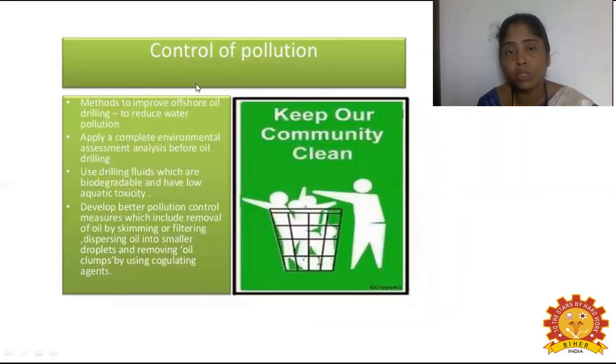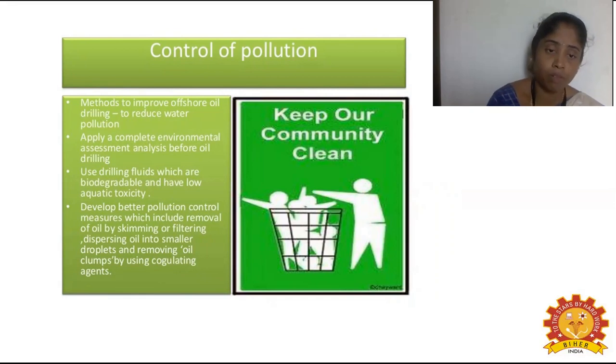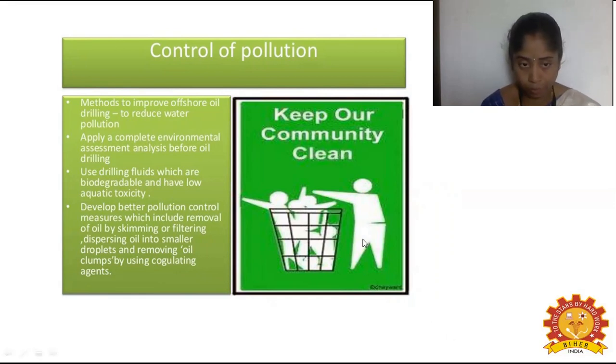So how can it be controlled? We have to keep the community clean. We have to follow the EPA rules and regulations framed by the agencies, like segregation of domestic waste into dry waste and wet waste, as we are implementing in various states in our developing country. A complete environmental assessment analysis has to be applied before discarding any form of pollutant.